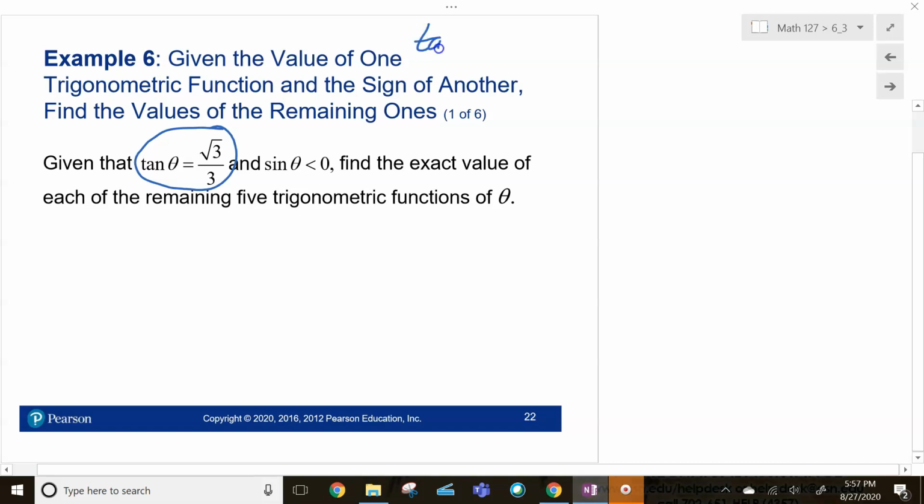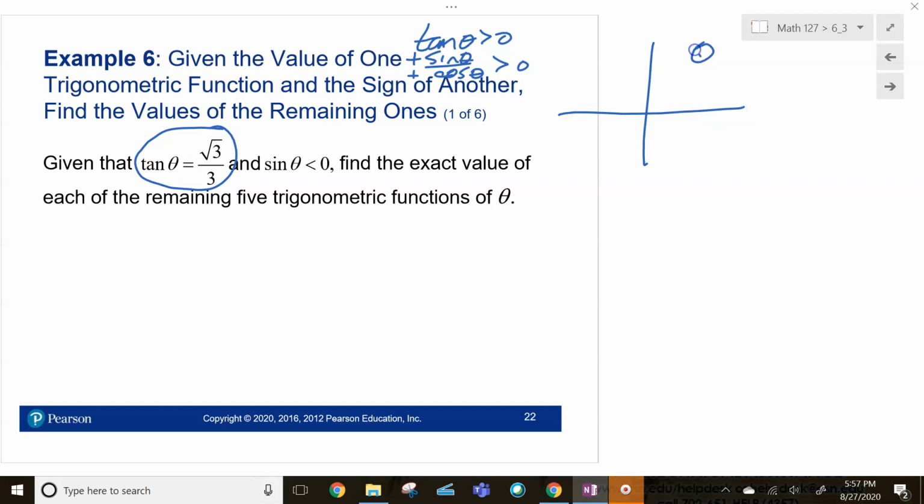if the tangent is positive, sine over cosine is positive, that means either they're both positive, sine's positive and the cosine's positive, so it could be in quadrant 1, or it could be a negative over a negative. That's still positive, right? So you could be in quadrant 3. That meets the requirements for the tangent being positive.